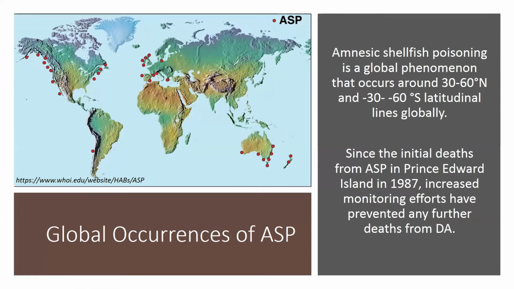And these poisonings, as a global phenomenon, really occur at pretty strict northern and southern latitude lines. If we look at where these red dots are, we can see that they are pretty well restricted here in the northern hemisphere. There are fewer poisonings, but you can see they're somewhat restricted in the southern hemisphere as well. And since the initial deaths from amnesic shellfish poisoning in 1987, which I'm going to talk about in the next few slides, because of the intense and widespread monitoring efforts to detect the toxin and the algae, there have been no further deaths that we know of from domoic acid.